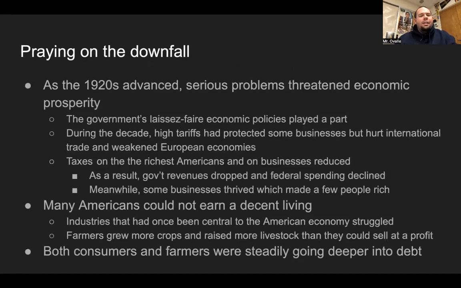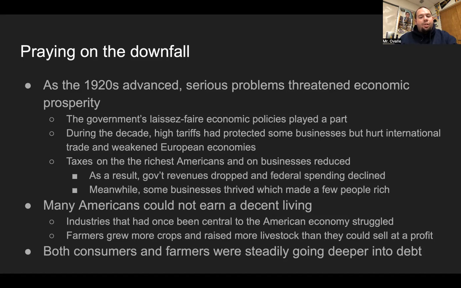All right, preying on the downfall. So, as the 1920s advanced, serious problems threatened economic prosperity. The government's laissez-faire economic policies will play a part. Remember, laissez-faire, hands off, no government intervention. During the decade, high tariffs had protected some businesses, but it hurt international trade and weakened European economies. Taxes on the richest Americans and businesses were reduced.